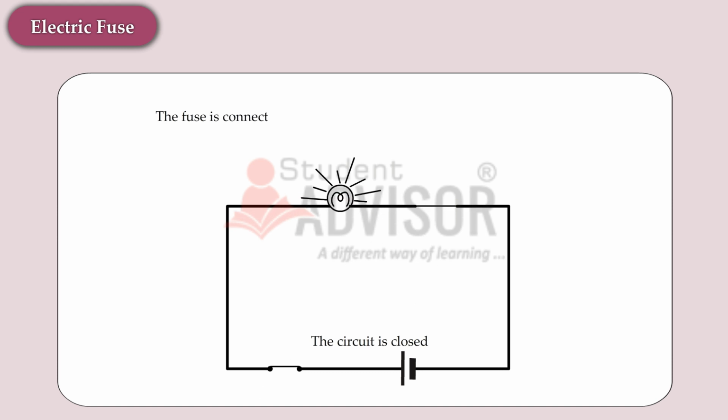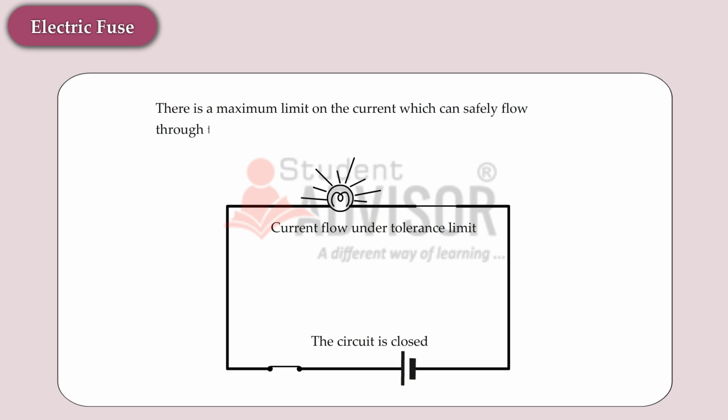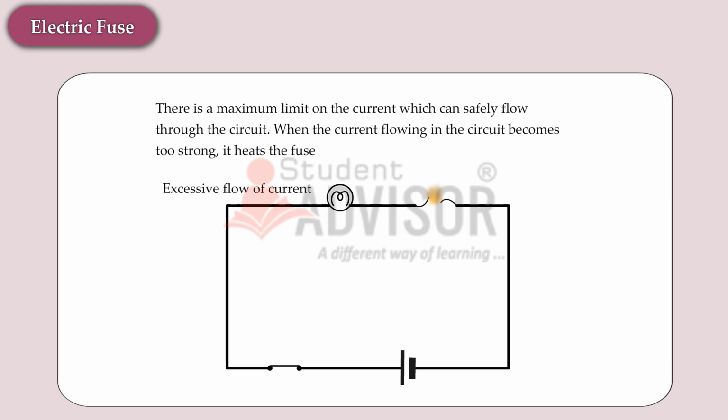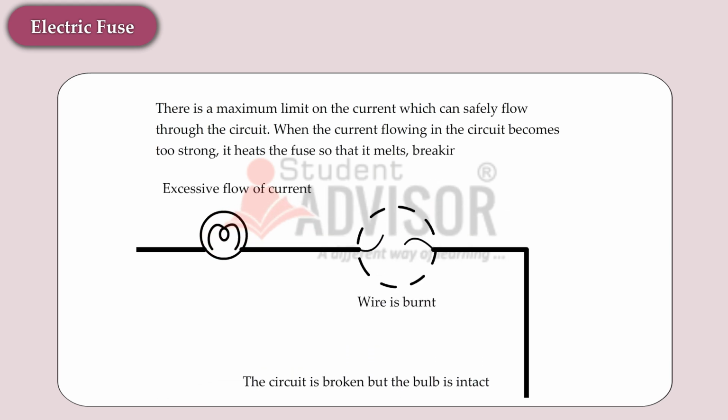The fuse is connected in series with a source of electric power. There is a maximum limit on the current which can safely flow through the circuit. When the current flowing in the circuit becomes too strong, it heats the fuse so that it melts, breaking the circuit.